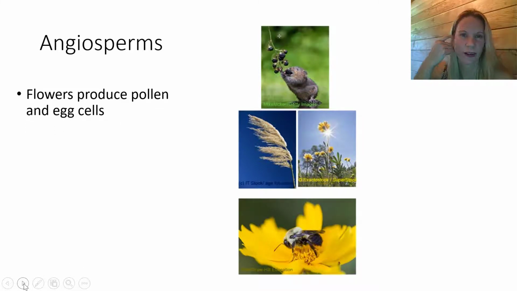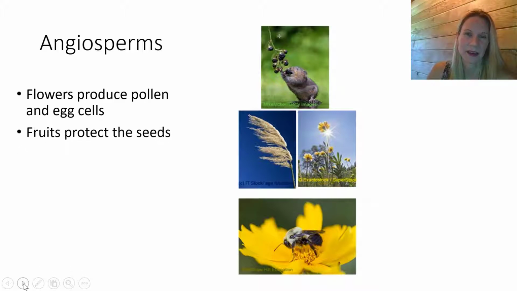Angiosperms produce flowers. Flowers produce pollen as well as the egg cells. So flowers are very colorful, usually with an aroma that attracts insects. And that's because insects act as pollinators. The fruits are produced inside of the flower.